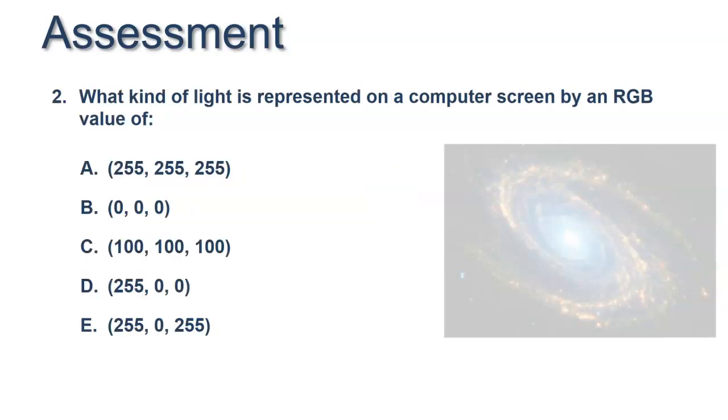What type of light is represented on a computer screen by an RGB value? Okay, so the 255 is the absolute maximum there. That'll be our white light. No light at all would be black. Gray is somewhere in here. Once again, I wouldn't expect you to know this necessarily because we're playing around a little bit with it tomorrow. 255, all the way on the end there, would be red, and then a combo of 255 for red, 0 for green, and 255 for blue would be magenta.